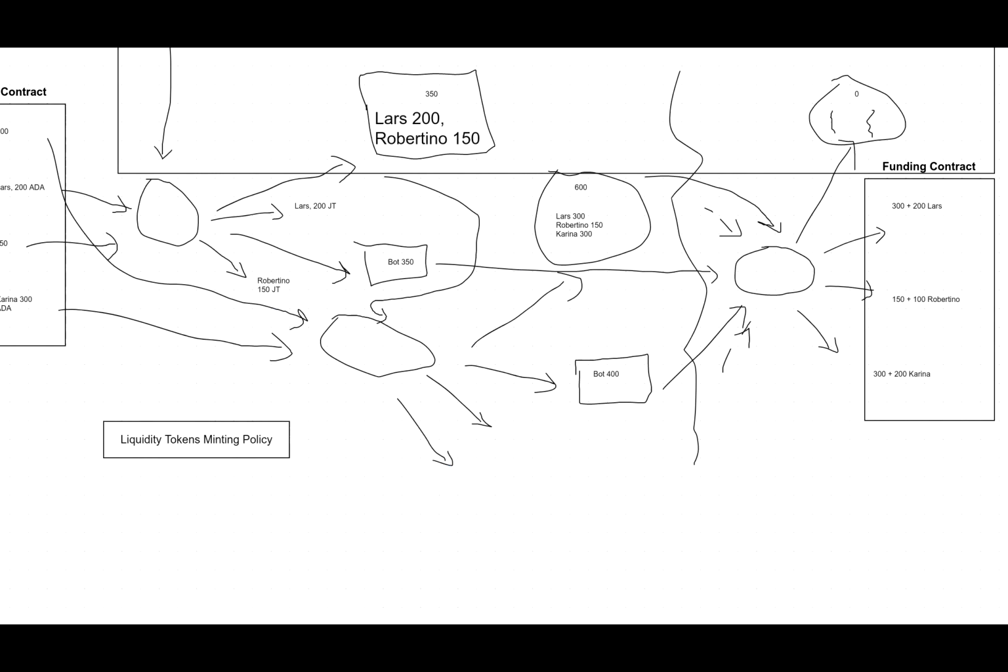Still trying to get... What was that? That was Lars, 220, and Karina, 300 LT.